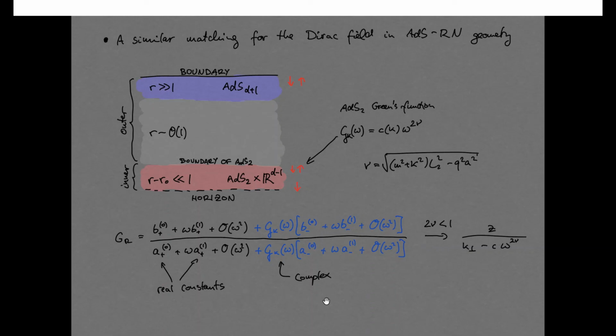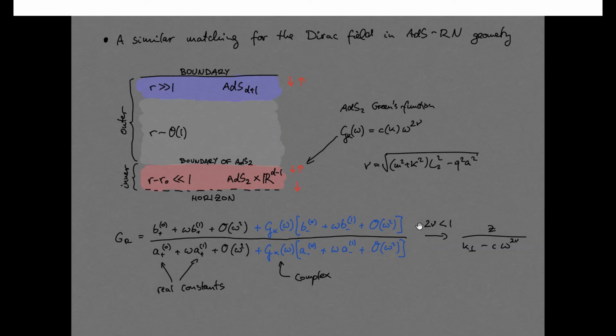Note that all these constants are real, and that's because the equation of motion is real if you set a real omega and k parameter in the equation. So the only complex quantity is this G_k of omega, the AdS2 Green's function. As a consequence, this will give the imaginary part in the Green's function.